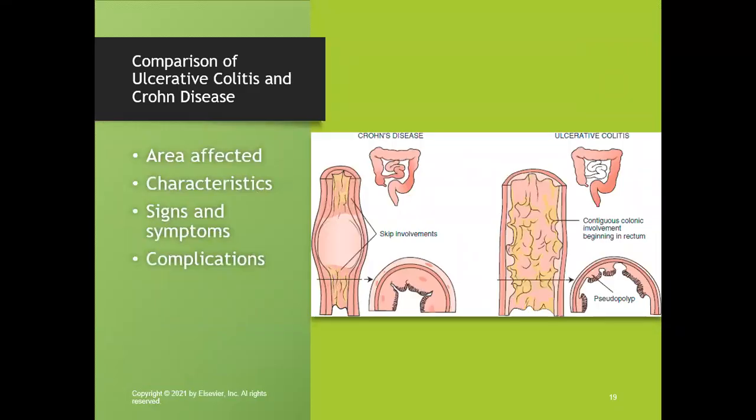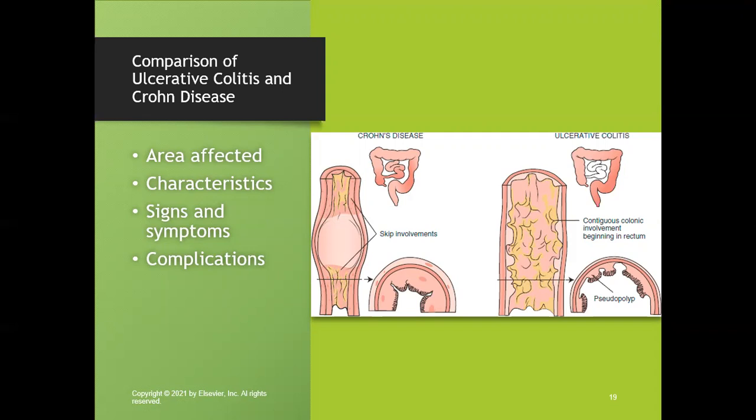Here is the comparison. First of all, the area affected is going to be different because Crohn's disease is typically just in defined areas. So there will be skip involvements where a portion of the intestine is infected, then the next portion isn't, then the next portion is, and the next portion isn't. It can affect both the small and large intestine.